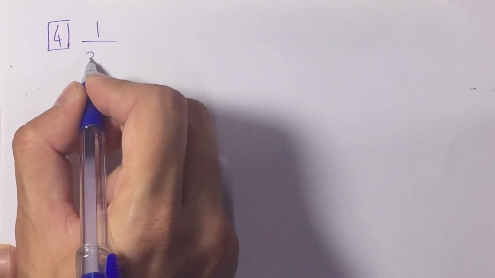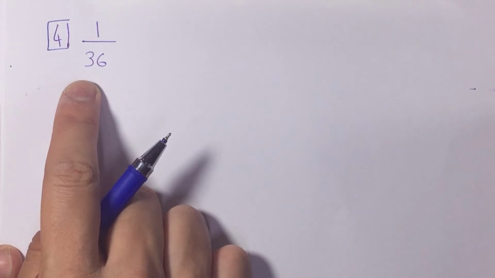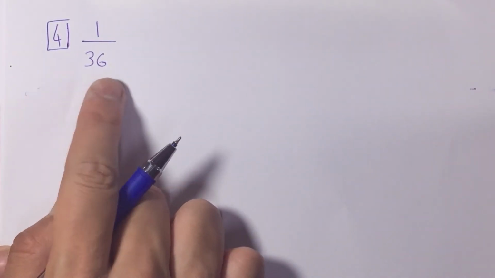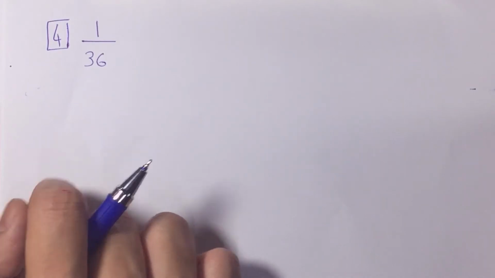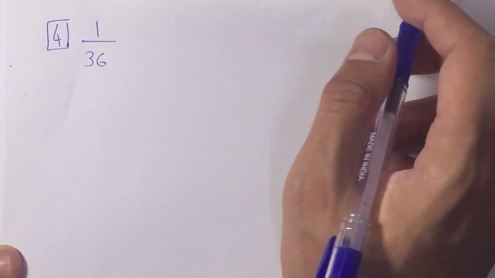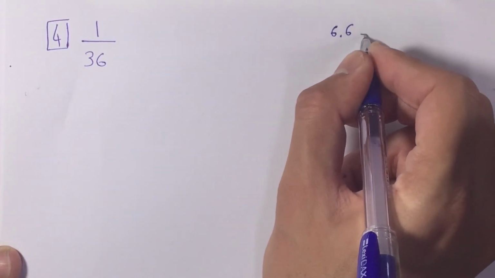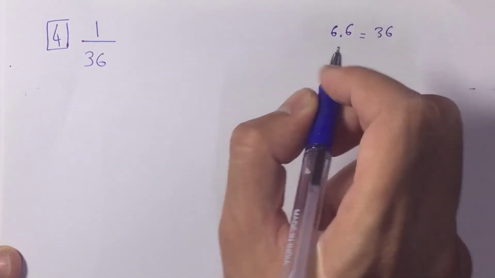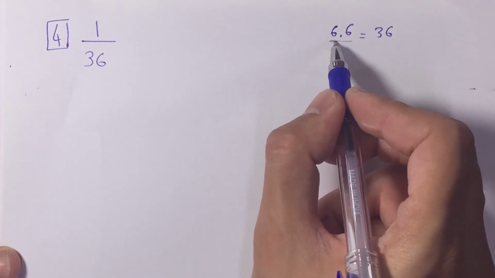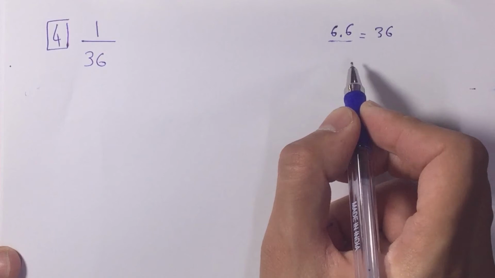1 over 36. And we are asked to write this number in terms of negative exponents. First of all, we do not have any exponents here, but we can represent this number in terms of exponents. We know that 6 times 6 is equal to 36. And from lesson 2, we can write these numbers, two repeated factors, in terms of exponents.